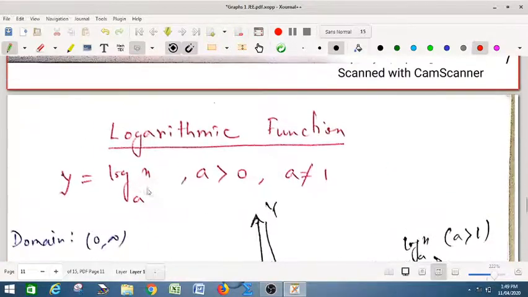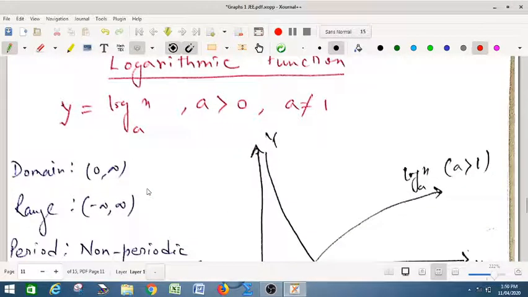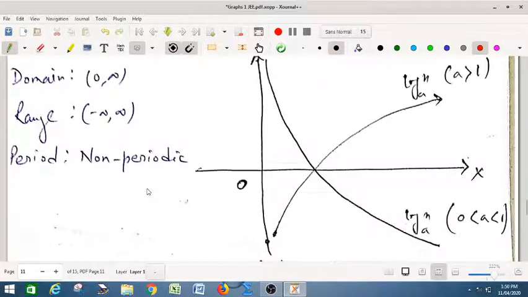Next we will describe logarithmic functions. As you know, the logarithmic functions are the inverse functions of the exponential functions. So this is how you have to draw the logarithmic functions. If the base is greater than 1, look at that, the base is greater than 1, then log x is increasing.